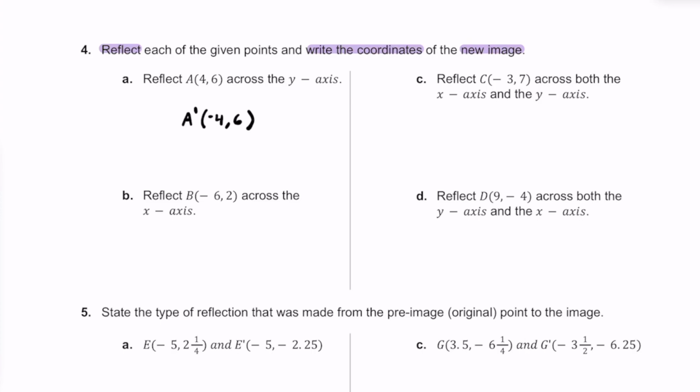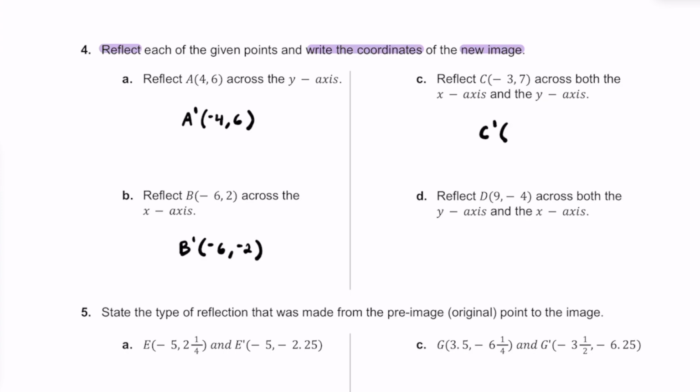For B, we have this point for point B of negative 6, 2. We're going to reflect this across the x-axis, which means we're going to be writing the opposite y value here. So the image here, or B prime, is going to be the same x coordinate of negative 6, but the y coordinate is going to be the opposite of 2, which is negative 2. For C, we're going to reflect point C, this negative 3, 7, across both the x-axis and the y-axis. Now, whenever you do that, then the image is always going to be the opposite x and y coordinate.